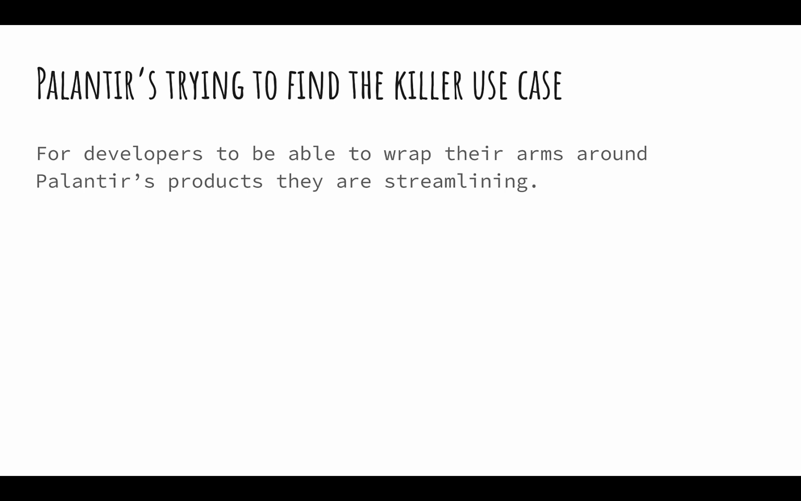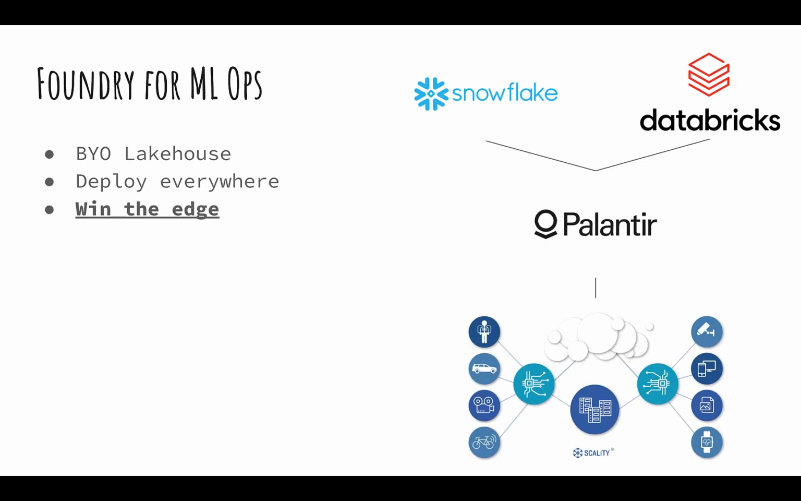So for me, and I might actually get to do this with my company, we'll see, I have a recommendation for the killer use case. Foundry for ML Ops. Bring your own lakehouse, deploy everywhere, and win the edge. Because this is where we're spending all of our time right now. It's a complete waste of money. There's an insane amount of undifferentiated heavy lifting. We're all doing the same stuff, and we're all doing it wrong in the same places. And it's not bringing any science to the equation.